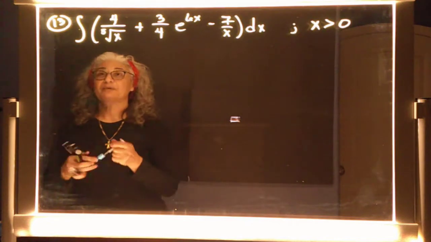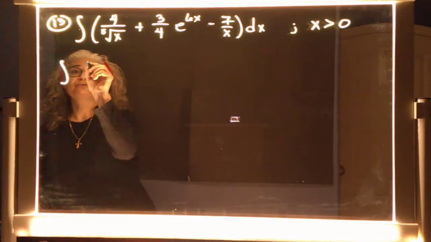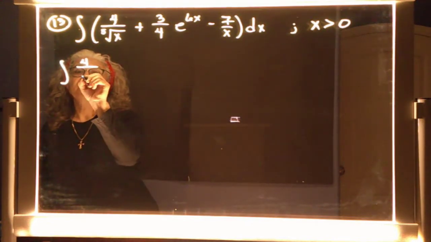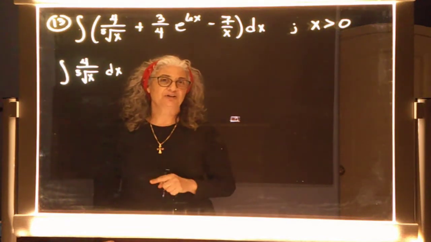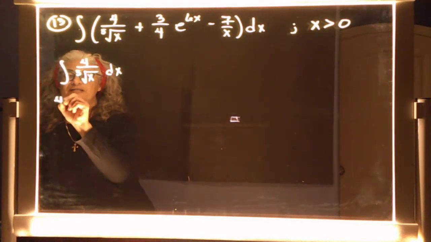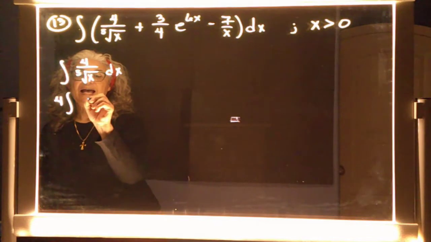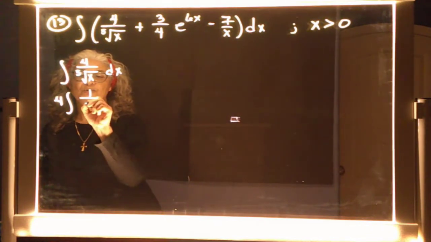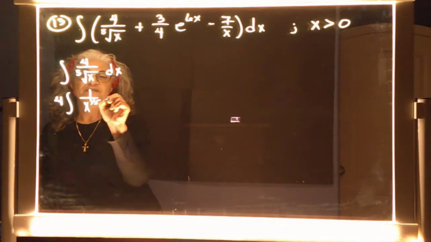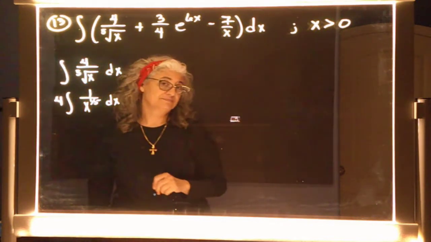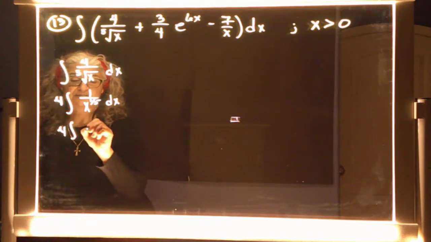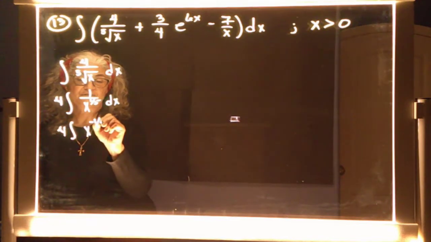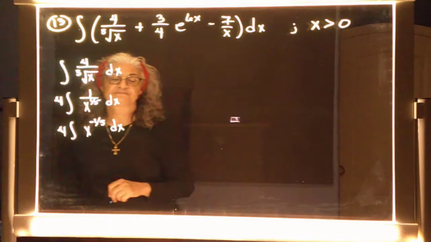So, first on my list, I'm going to take the antiderivative of 4 over the fifth root of x dx. See if you follow along. The 4 is going to get taken out, and it's going to be written as 1 over x to the 1/5 dx, right? Because I can rewrite the fifth root. And so I'm taking 4 times the antiderivative of x to the negative 1/5 dx.